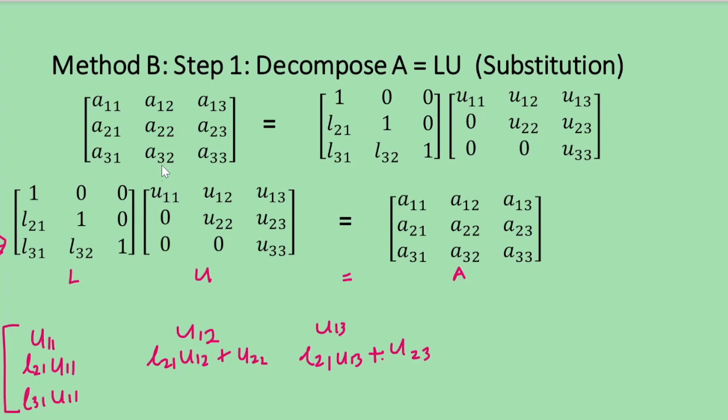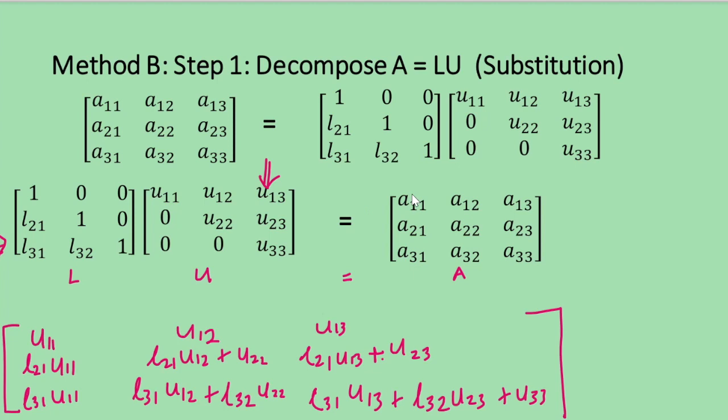A32 would be L31 U12 plus L32 U22, and finally A33 would be L31 U13 plus L32 U23 plus U33.